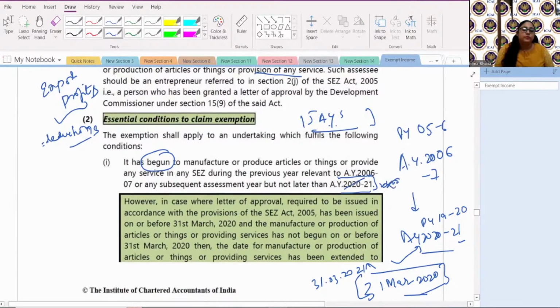This is not done. What they have done is they have deemed a provision that in case you are unable to start your manufacturing by 31st March 2020, you can start it by 31st March 2021. Then also we will allow you the deduction, because it would be deemed that you have begun your production in assessment year 2020-2021. Clear? So the first condition is that you should start your production by 31st March 2020. In case you have not started, you should start by 31st March 2021.